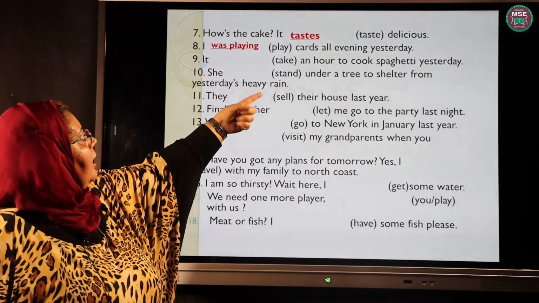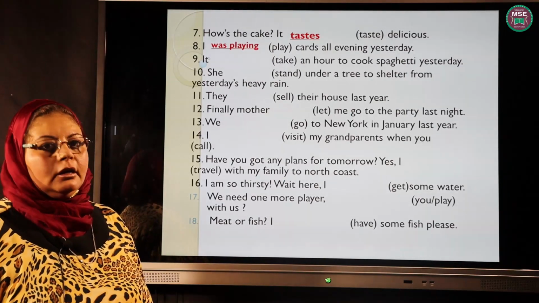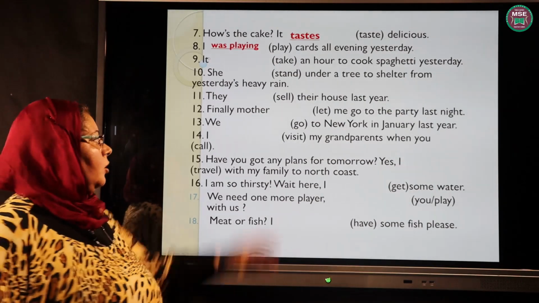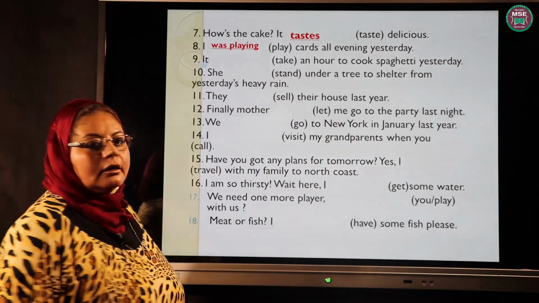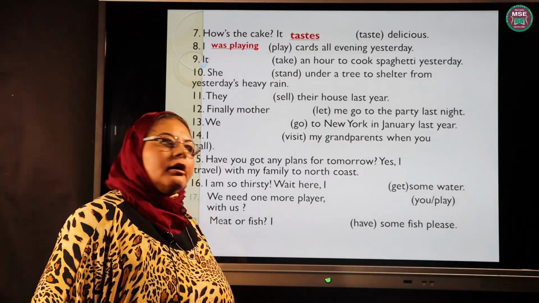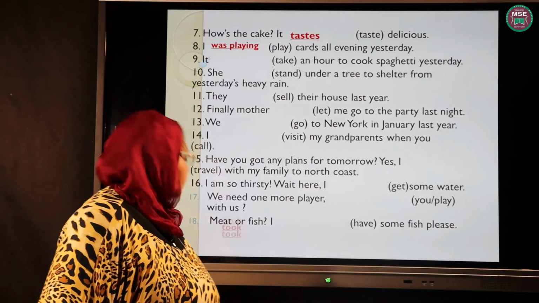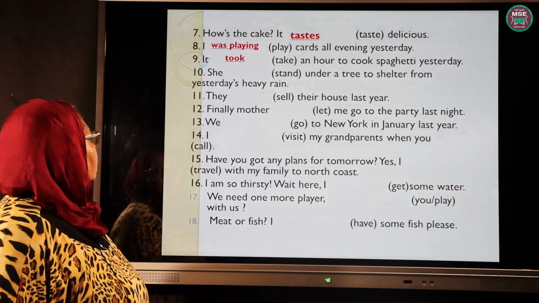It take an hour to cook spaghetti yesterday. Okay, which tense is this? Past simple. Why? Because yesterday. So what's the answer? It's an irregular verb. It changes. It took an hour to cook yesterday.